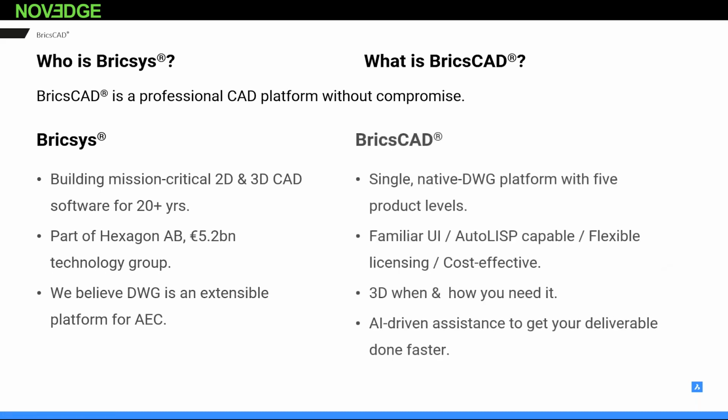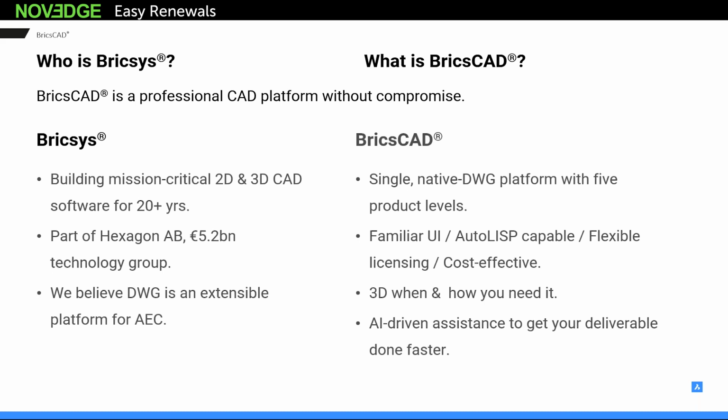So what is BricsCAD? BricsCAD, as Barbara mentioned, is a professional CAD platform without compromise. So no compromise means BricsCAD is a single native DWG platform with 5 product levels. So you can start in 2D Lite, move to 3D Pro, BIM, Mechanical, or the all-inclusive Ultimate, which is entirely accessible in our single platform.